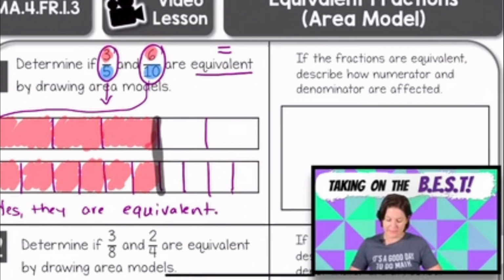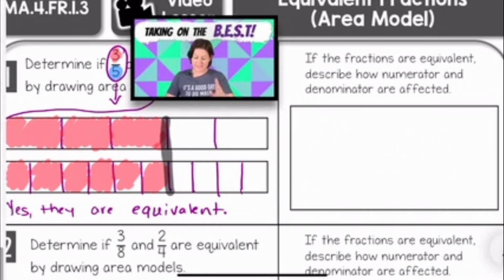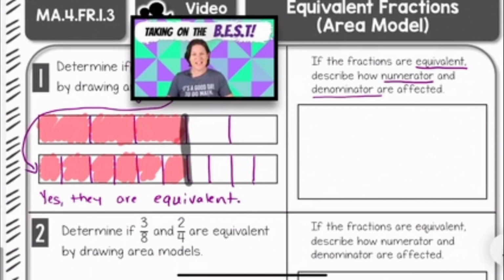Cool. All right, make sure you have that, and then we're going to go over to the next box. Okay, next it says, if the equations are equivalent, which they are, describe how the numerator and the denominator are affected. This sounds kind of funny, but what we're doing is in our area model, when we drew it out, we had 3/5. When we broke apart the tenths, we split our original fifths into 2 parts each, right? So really we multiplied 5 times 2 to get our 10. And you can multiply 3 times 2 to get 6/10.